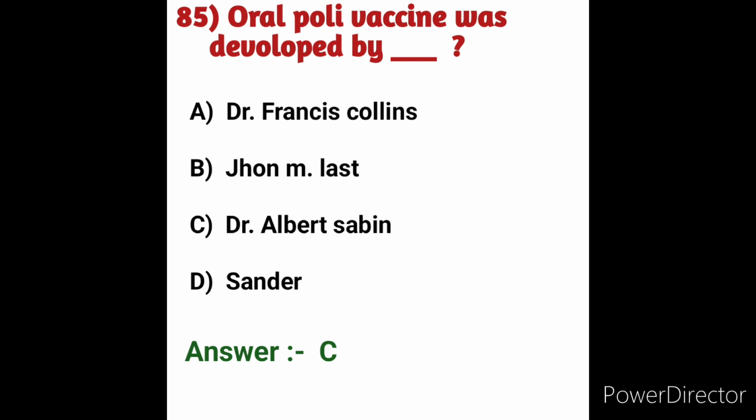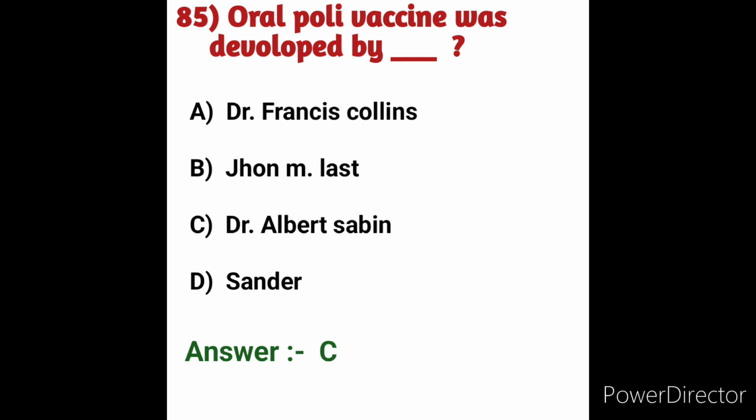Question number 85. Oral polio vaccine was developed by? Option A, Dr. Francis Collins. Option B, John M. Last. Option C, Dr. Albert Sabin. Option D, Sander. Actually, Albert Bruce Sabin is the man who made the OPV vaccine.